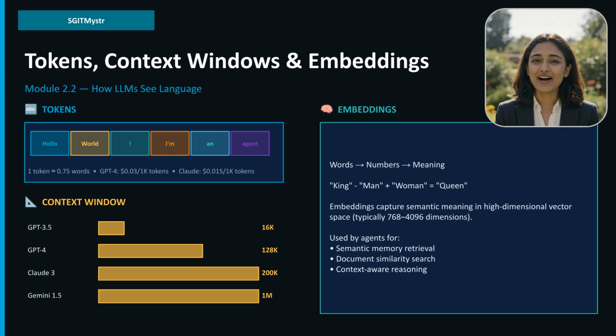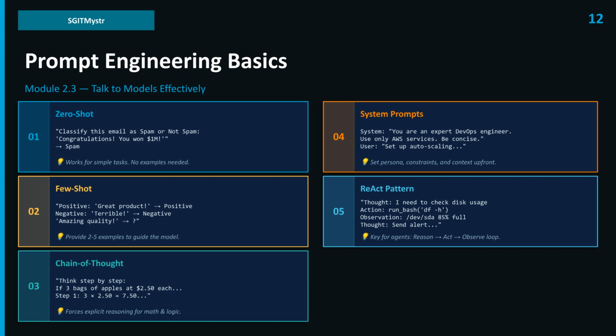Tokens are how LLMs see language, often representing parts of words. The context window defines the maximum number of tokens an LLM can process. Embeddings convert words into numerical vectors, capturing semantic meaning for advanced functions like memory retrieval and context-aware reasoning. Prompt engineering includes several techniques. Zero shot is for simple tasks without examples. Few shot uses a few examples to guide the model. Chain of thought forces explicit reasoning. System prompts set the agent's persona and constraints. The ReAct pattern is crucial for agents, using a reason, act, and observe loop.